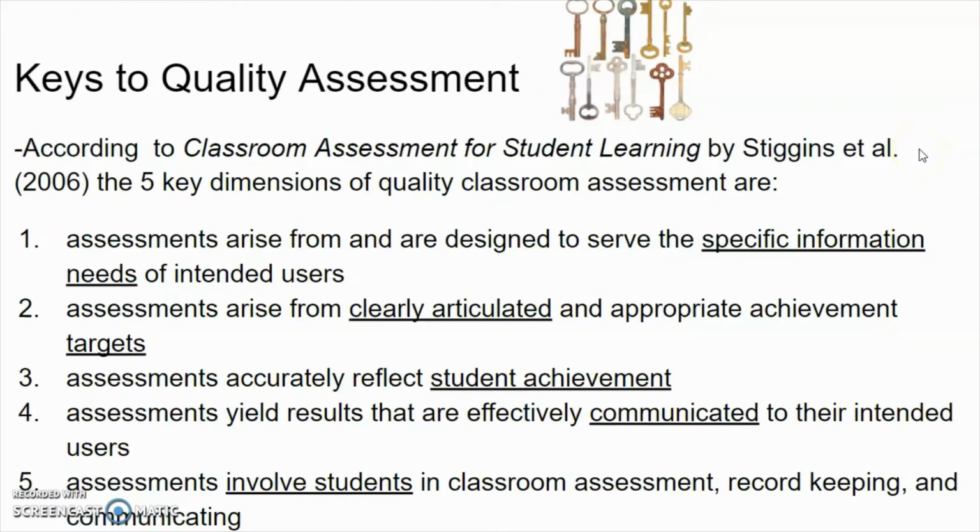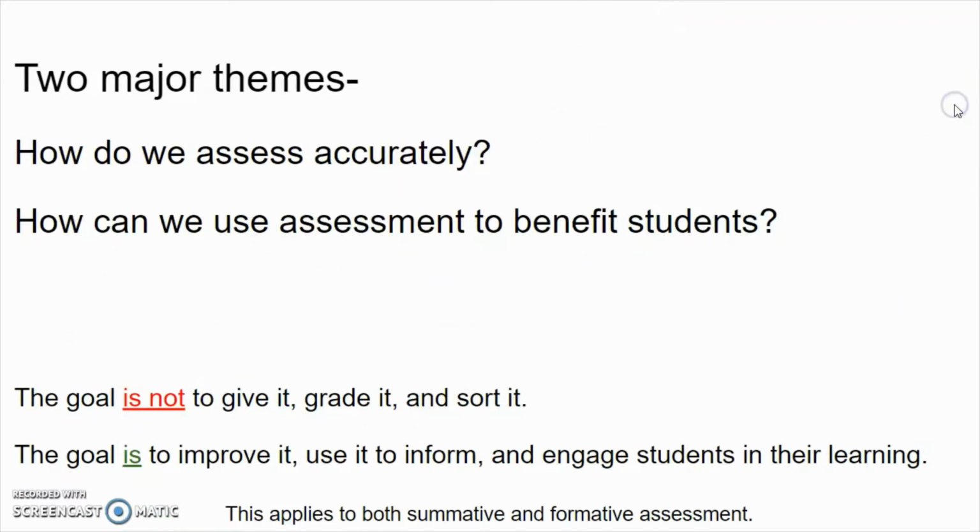Okay, the next slide here is the keys to quality assessment. This is coming from Classroom Assessment for Student Learning, a book by Stiggins and a few other authors, and they identify the 5 key dimensions of quality classroom assessment, which are that your assessment is coming from and designed to serve specific information needs of intended users, that you have clearly articulated and appropriate achievement targets, that they reflect student achievement, they yield results that are effectively communicated, and that they involve students in the assessment and record keeping and communicating those results to students as well.